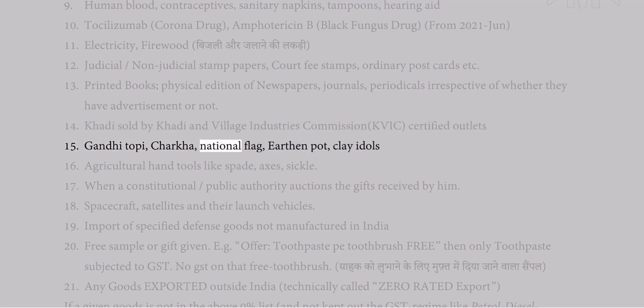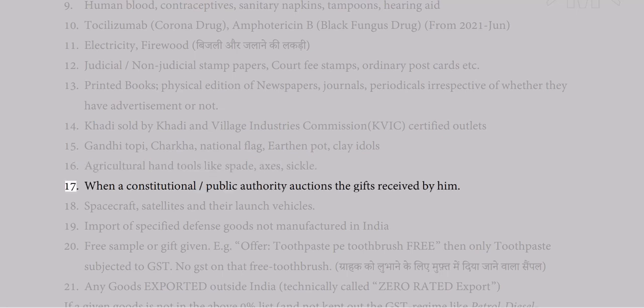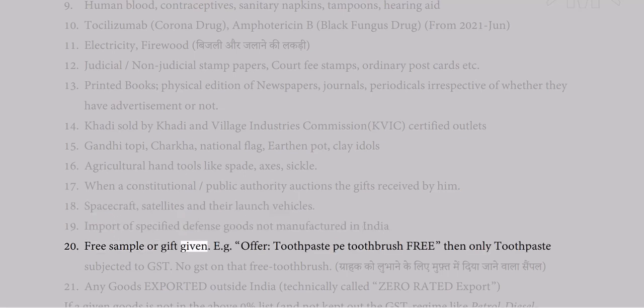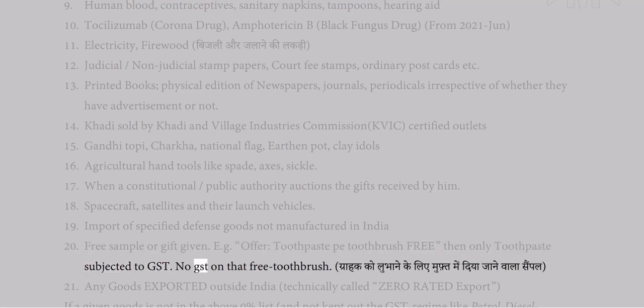15. Gandhi topi, charkha, national flag, earthen pot, clay idol. 16. Agricultural hand tools like spade, axes, sickle. 17. When a constitutional or public authority auctions the gifts received by him. 18. Spacecraft, satellites and their launch vehicles. 19. Import of specified defense goods not manufactured in India. 20. Free sample or gift given. E.g. if the offer is toothpaste with a toothbrush free, then only the toothpaste is subjected to GST. No GST on that free toothbrush.